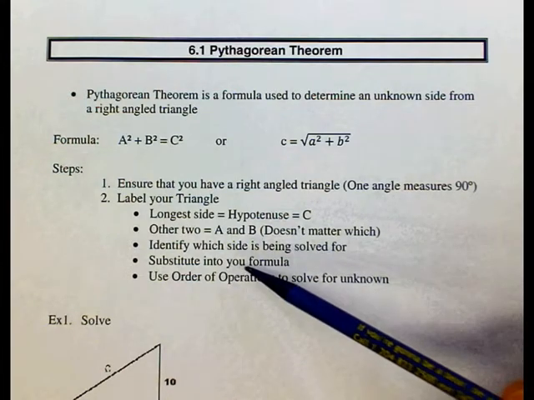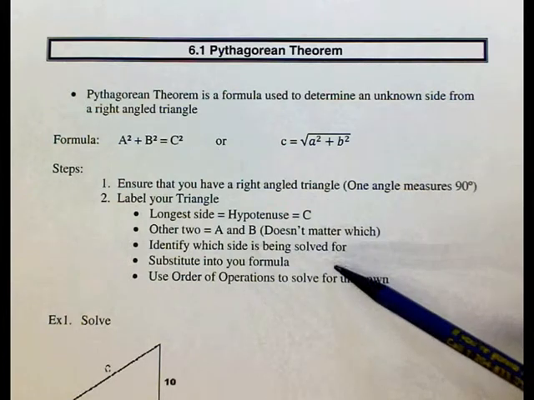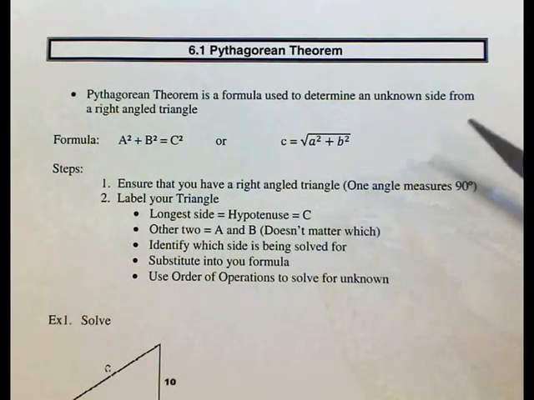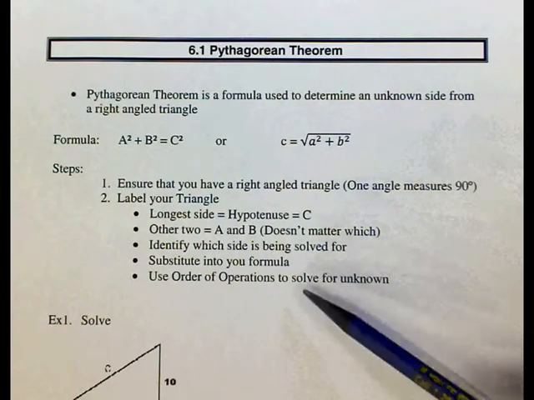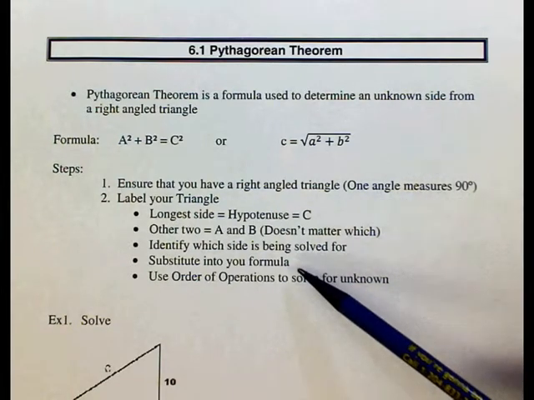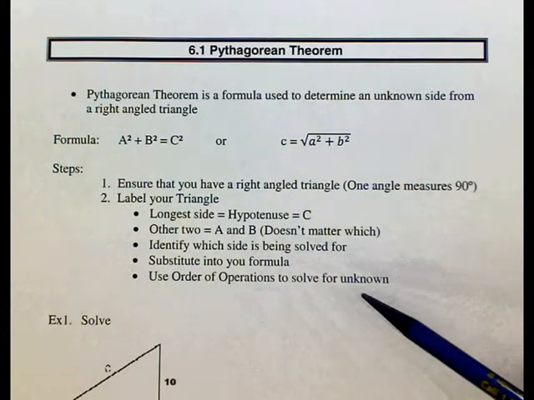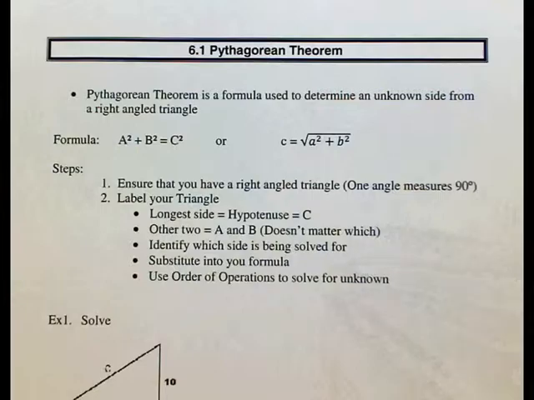You want to identify which side you're going to solve for. Am I solving for the A, solving for the B, or solving for the C? You're going to substitute in the information you know into the formula and use order of operations to solve for that unknown. So let's look at 2 examples.